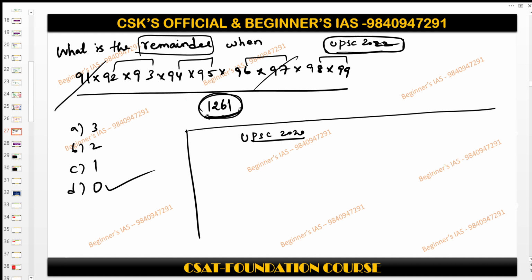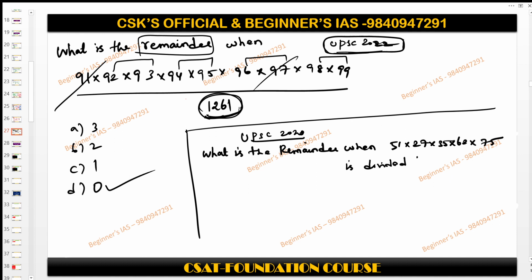UPSC 2020. See, your last three consecutive years, they are giving you a question with respect to the remainder. So what is the remainder when 51 into 27 into 35 into 62 into 75 is divided by 100? UPSC 2020 question. It looks like a very simple expression.